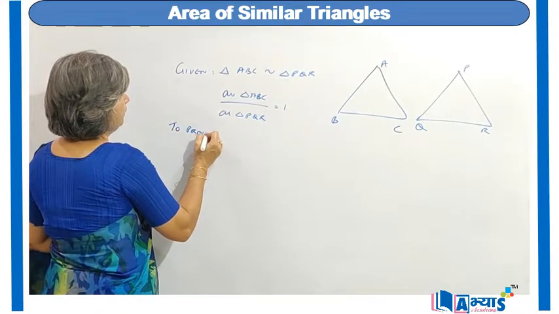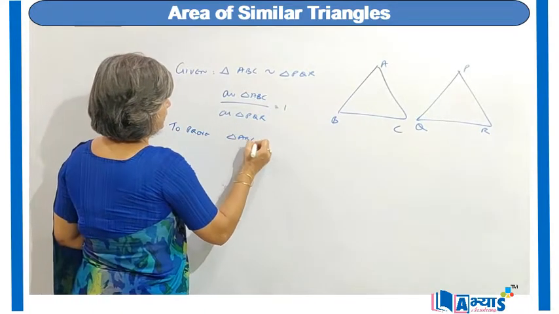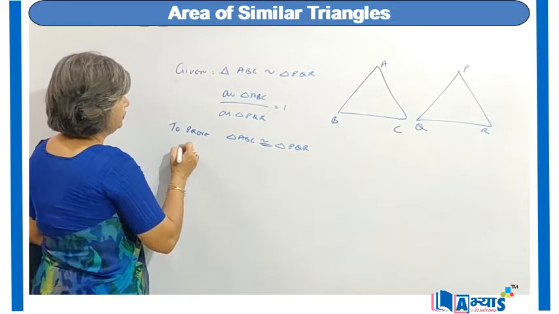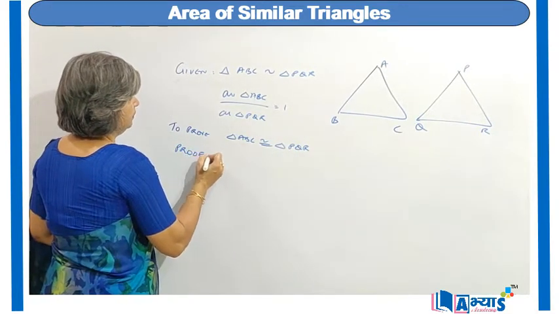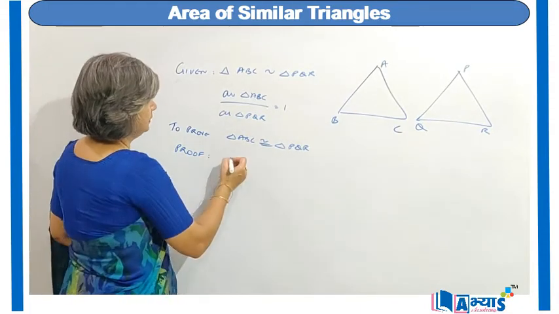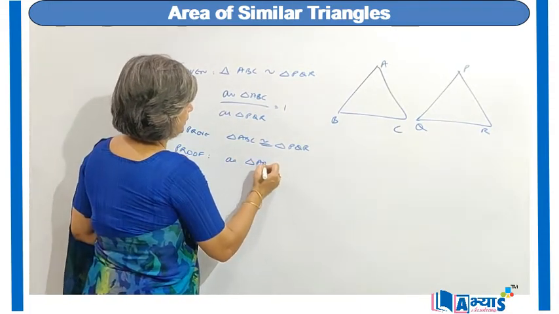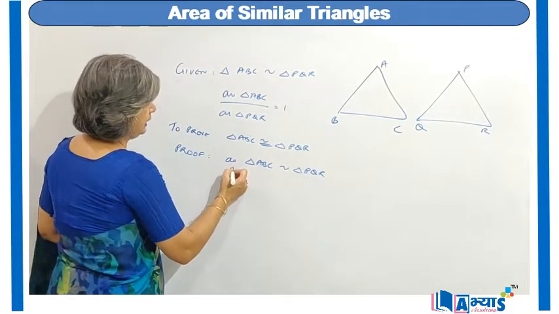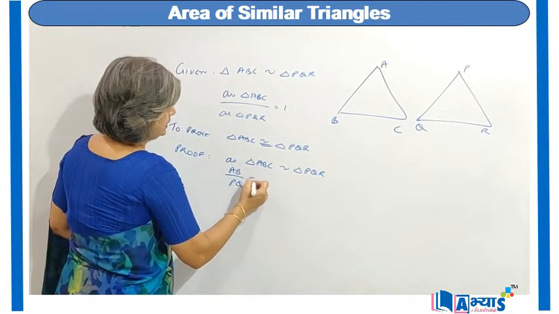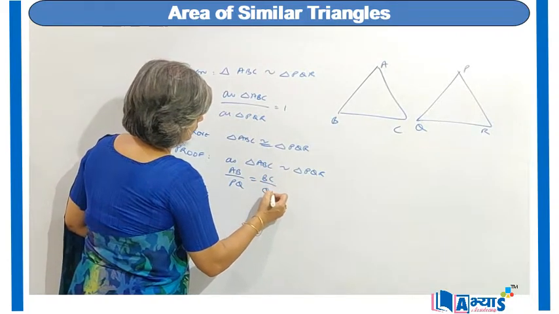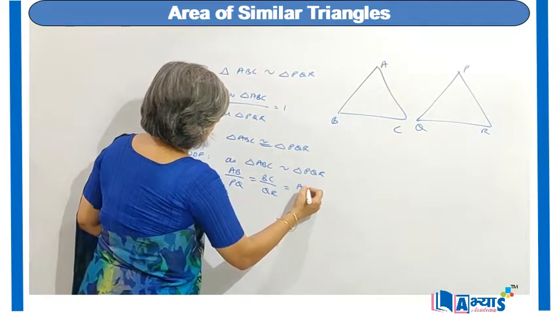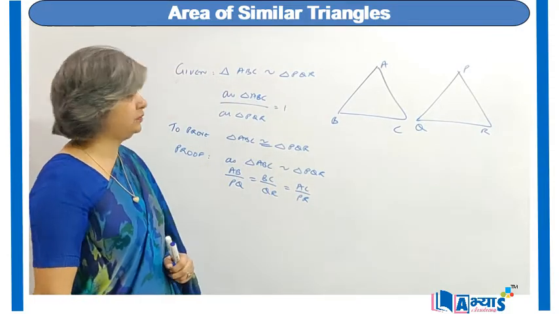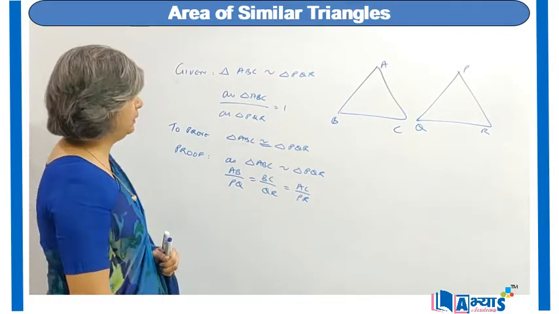And we have to prove triangle ABC is congruent to triangle PQR. So for the proof, as triangle ABC is similar to triangle PQR, we can say that AB upon PQ is equal to BC upon QR is equal to AC upon PR. That is, the ratio of the corresponding sides of the two triangles are equal.